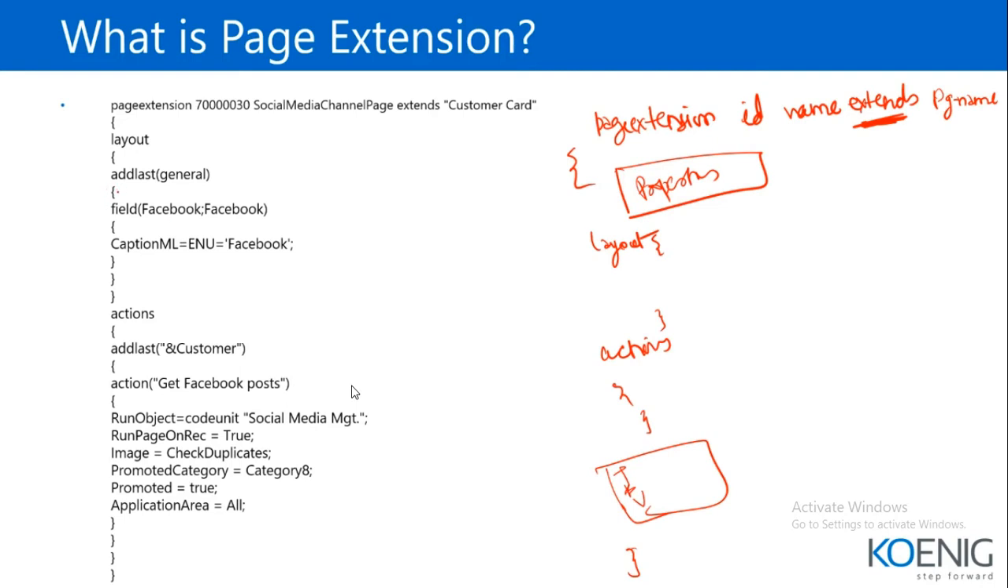Because it's an extension, we are working on the original page. So we cannot define the area. We are not defining the area. We are just adding our fields. So for that we have 9 methods.